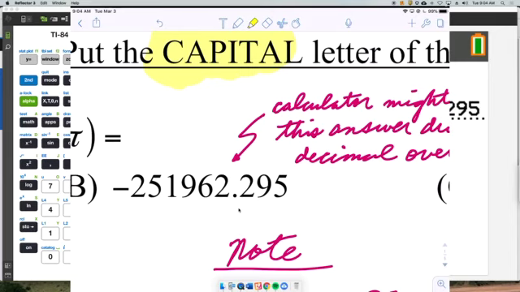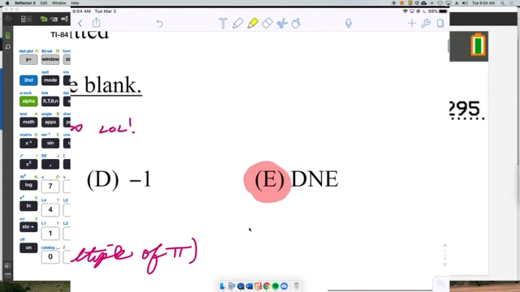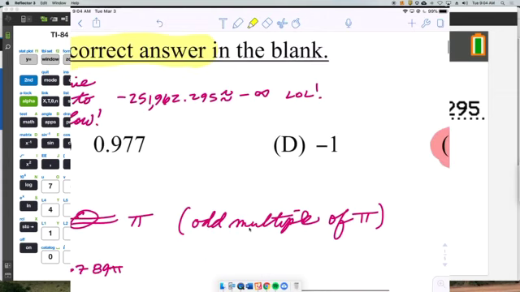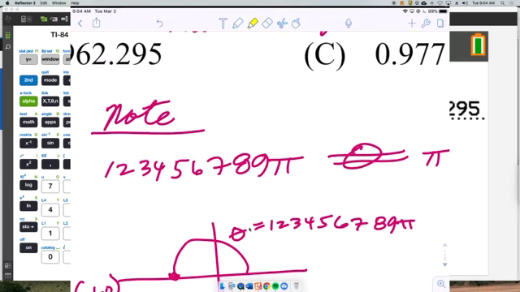So you have to interpret its results. And we've seen several times this year that calculators don't always give you the truth. Sometimes they flat out lie. This is your calculator's way of trying to tell you the answer is negative infinity. Negative 251,000. That's not negative infinity, calculator, but it thinks it is. Okay, so the answer is actually D and E. Now, why is it D and E? Well, a couple of people wrote this and mentioned it. This is an odd multiple of pi, right?